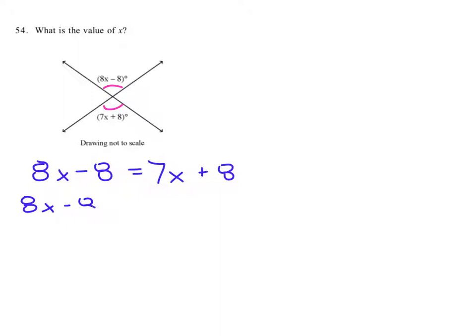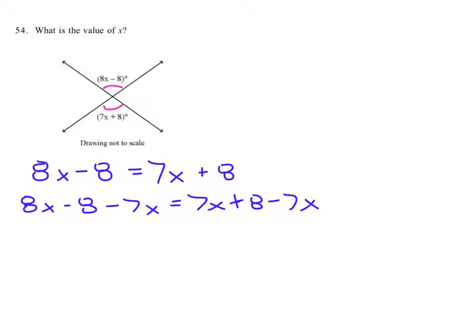So I say 8x minus 8 minus 7x equals 7x plus 8 minus 7x. Okay, notice what I did there. I added what was originally on this side, 8x minus 8, and then I included the additional minus 7x. Okay, and then I did the same thing on this side. Put what was already there, and then I put the minus 7x at the end.